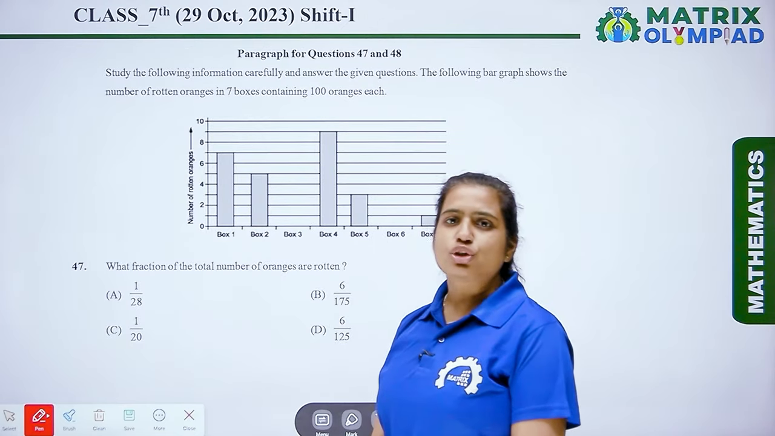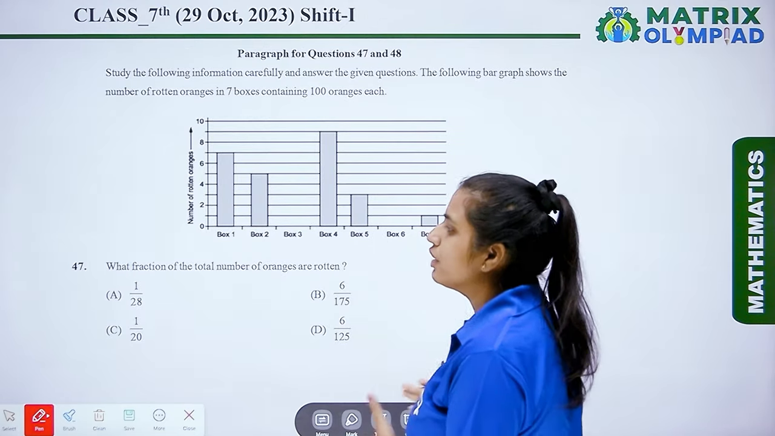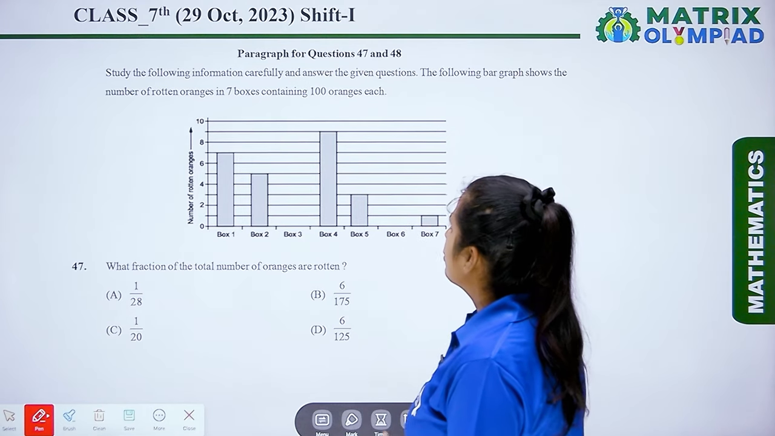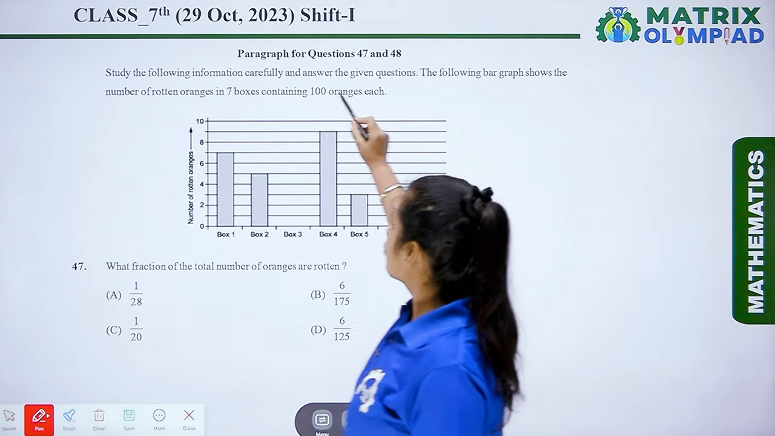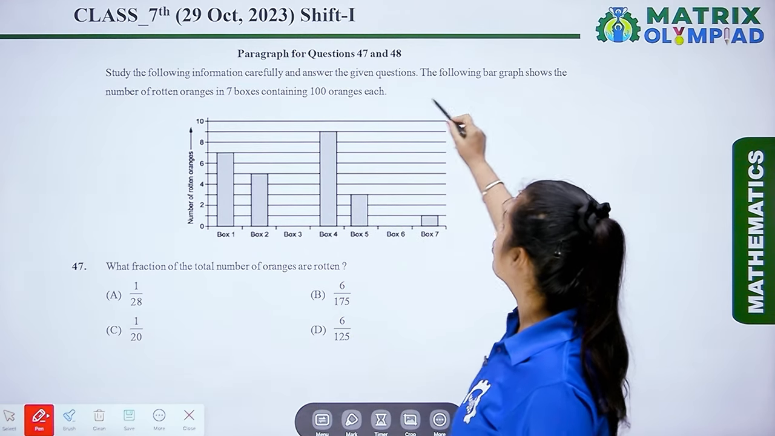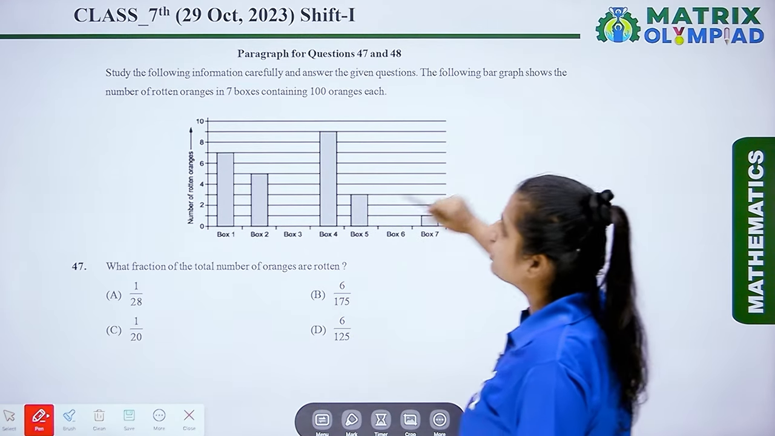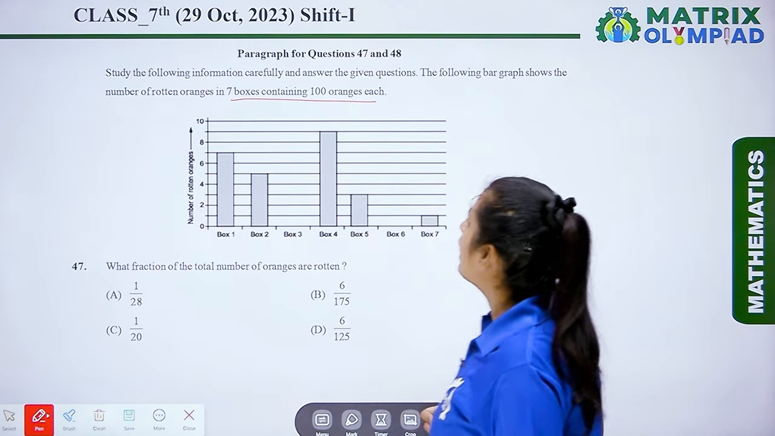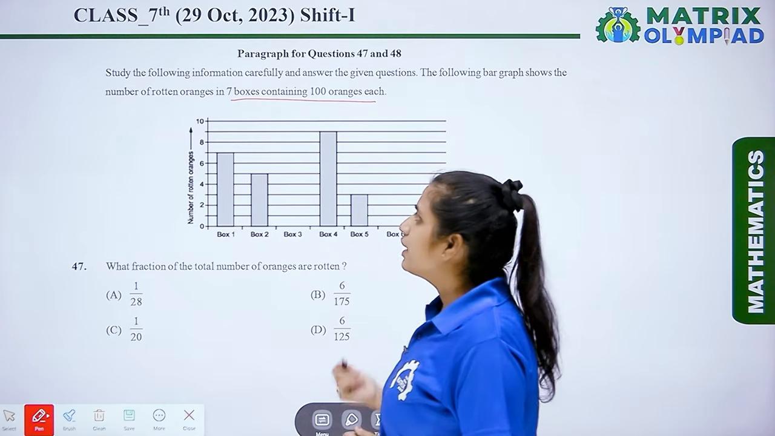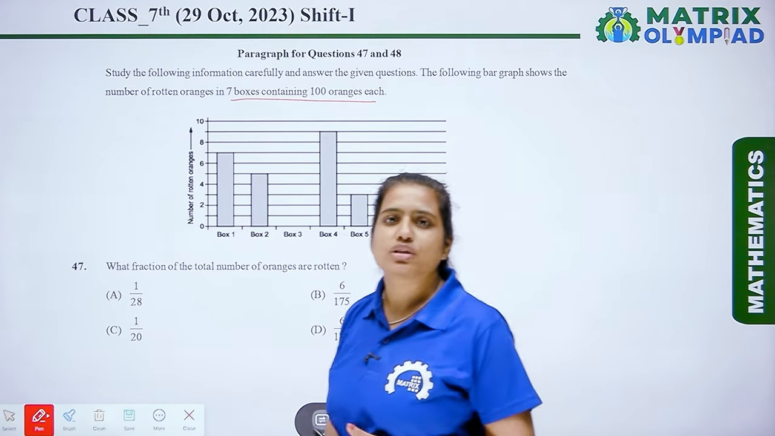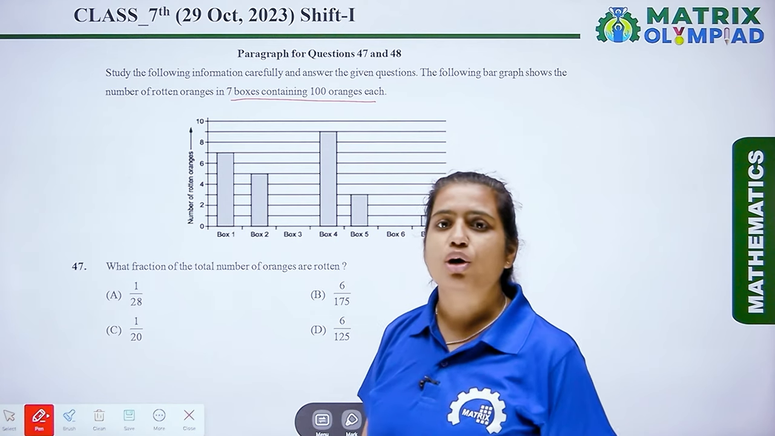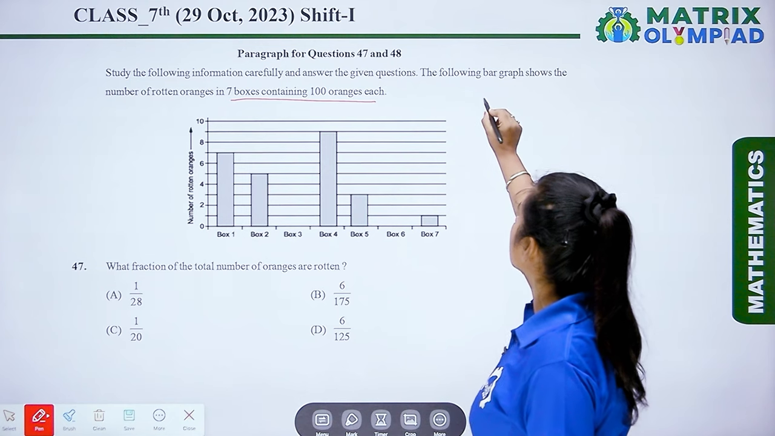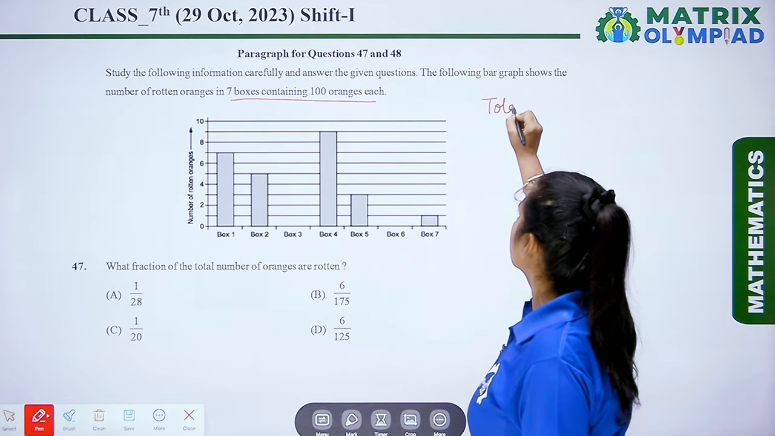Now the next question is question number 47 and this is based on the information that is given in the graph. So here study the following information carefully and answer the given questions. The following bar graph shows the number of rotten oranges in 7 boxes containing 100 oranges each. It means we are having 7 boxes of oranges and in each box we have 100 oranges. It means the total number of oranges we have is 700.